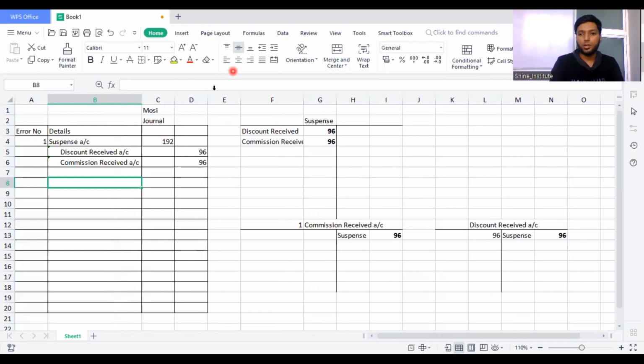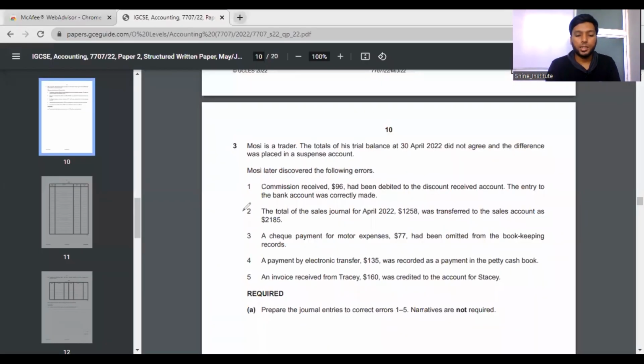We'll move on to the second one now. Moving on to the second part, we have the total of the sales journal for April 2022, 1,258, was transferred to the sales account as 2,185. Now this is an original entry error, but the problem is that this error is not in both accounts, but only in one account.